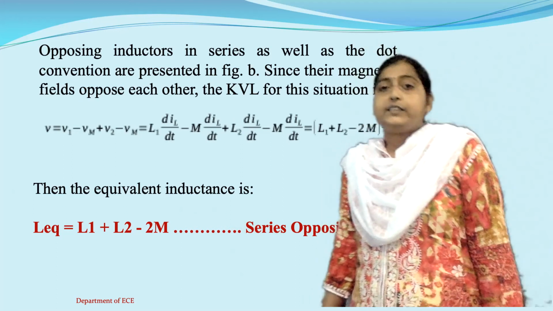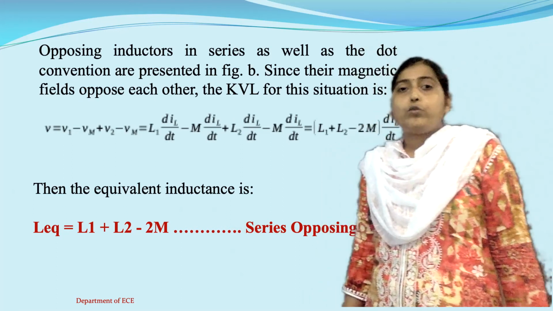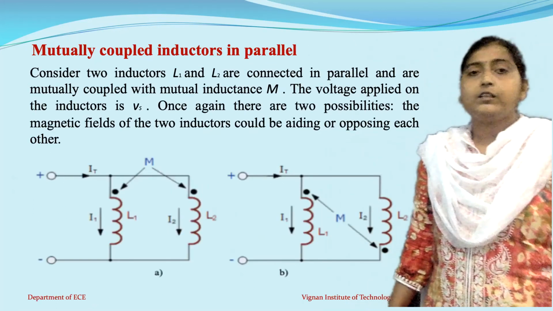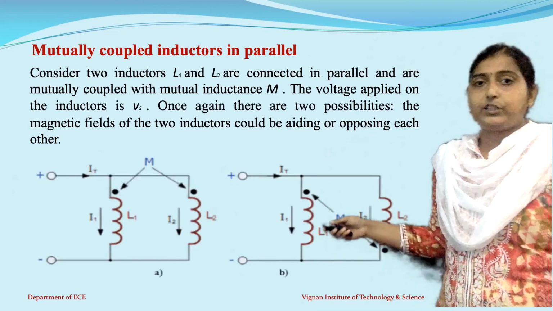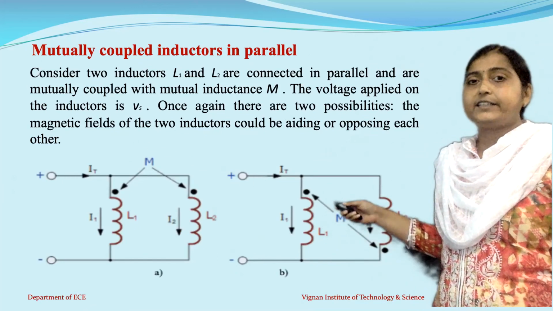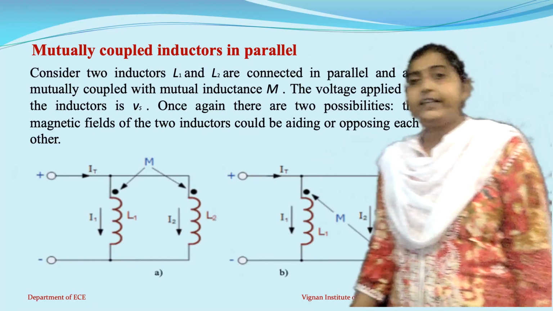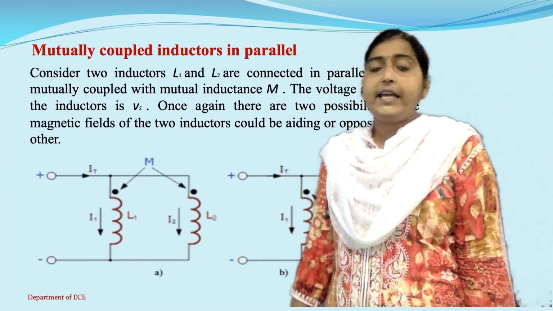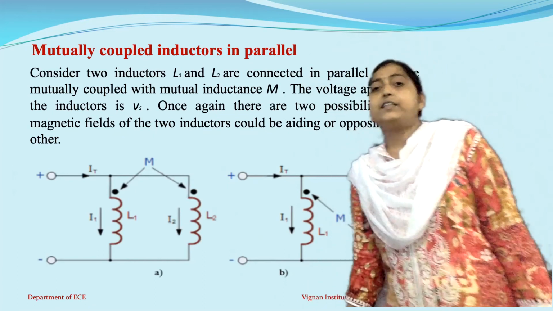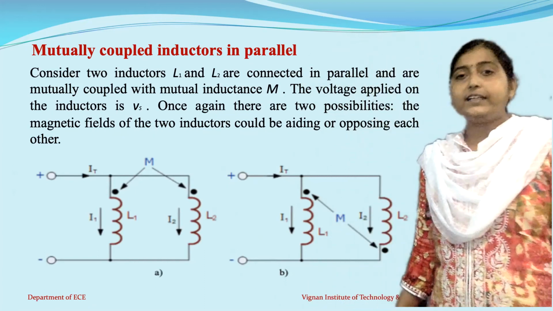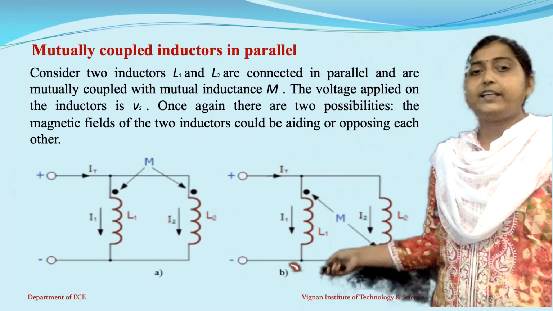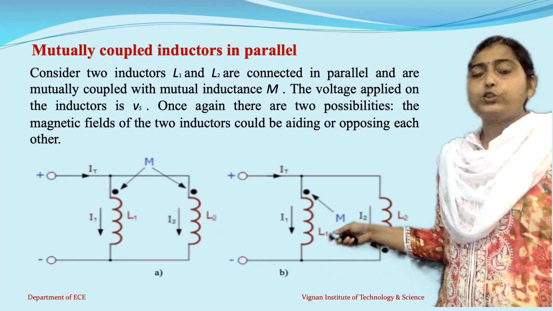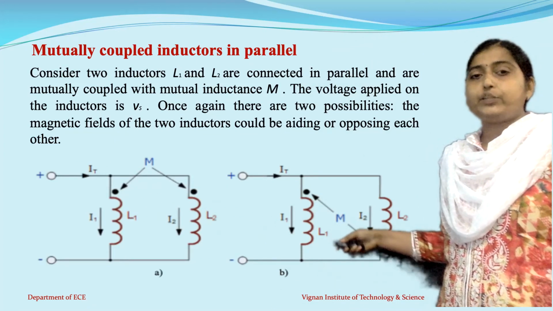Similar is the condition when we go for parallel combination. Now, mutually coupled inductors in parallel. We have seen how two inductors behave when connected in series combination. In a similar way, let us consider that two magnetically coupled inductors are connected in parallel; how do they behave? So let us consider two arrangements here.